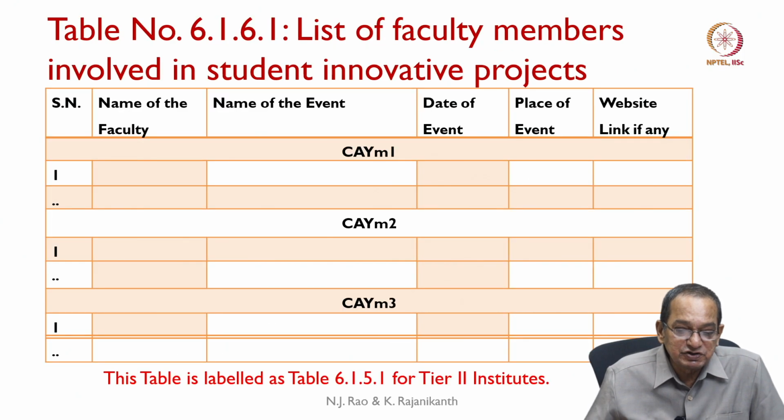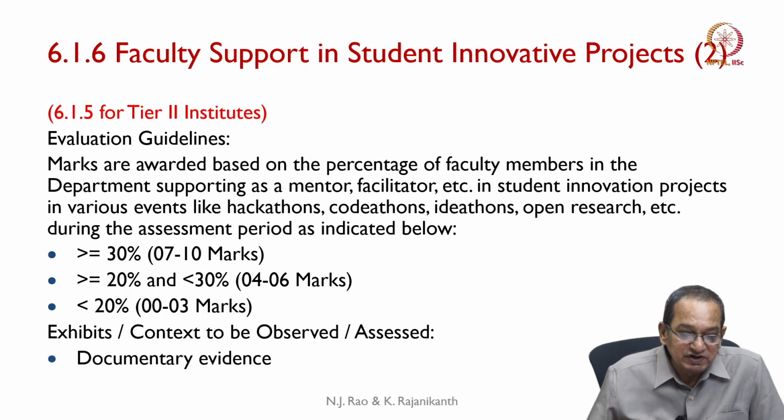So, this list provides the events in which faculty helped the students by playing the role of a mentor or facilitator, and based on how many faculty did this activity, marks are awarded. So, again, greater than or equal to 30%, 7 to 10 marks; between 20% and 30%, 4 to 6 marks; and less than 20%, 0 to 3 marks.